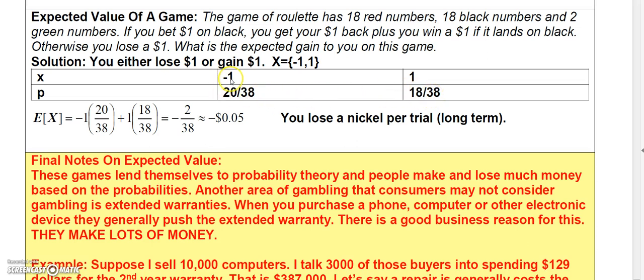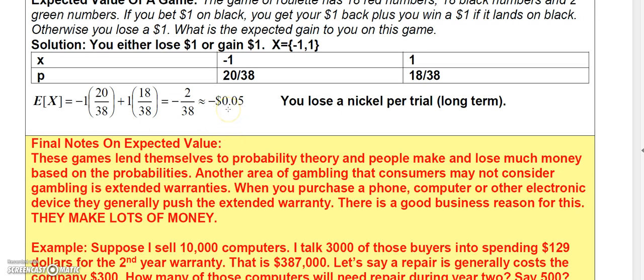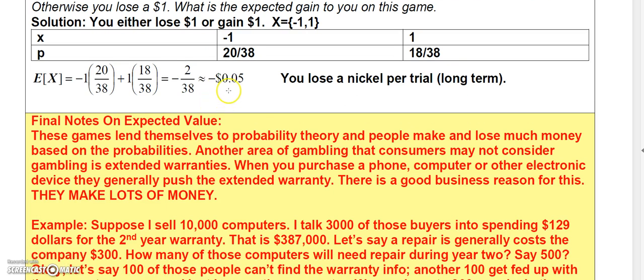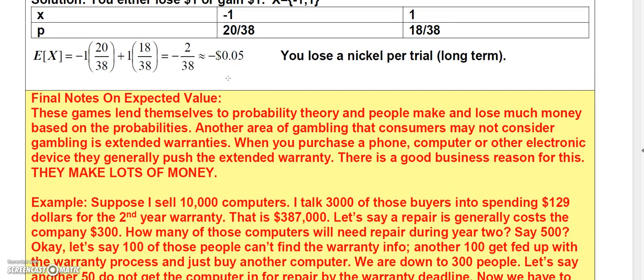So if you calculate the expected gain of this game, it would be -1 times 20 out of 38 plus +1 times 18 out of 38, and it turns out that that's actually -$0.05, or basically negative a nickel. So again, the average person would lose a nickel per trial. Again, it doesn't sound like much, but if you start counting how many times those wheels spin and how many players are playing per spin over a long period of time, then those nickels will add up.